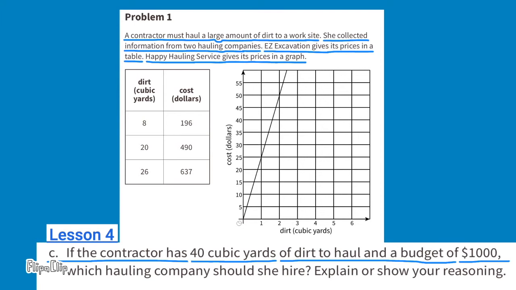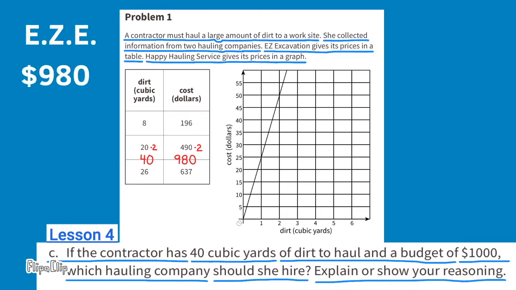C. If the contractor has 40 cubic yards of dirt to haul and a budget of $1,000, which hauling company should she hire? Explain or show your reasoning. I notice in Easy E's table, 20 cubic yards of dirt cost $490 to haul. I can easily multiply that 20 times 2 to make 40. Since I multiplied the 20 cubic yards of dirt times 2, I have to multiply $490 times 2, which is $980. So through Easy E, you can haul 40 cubic yards of dirt for $980.